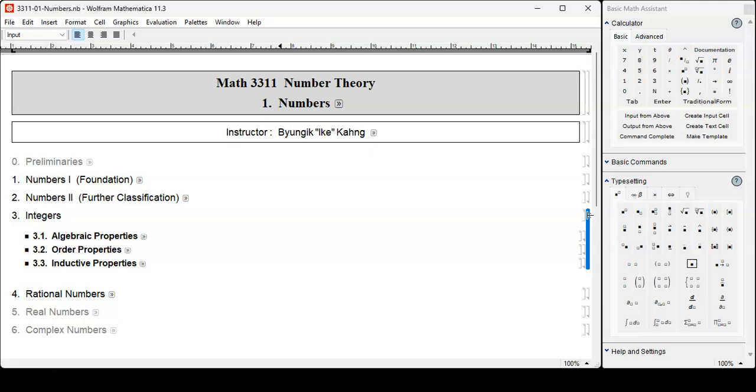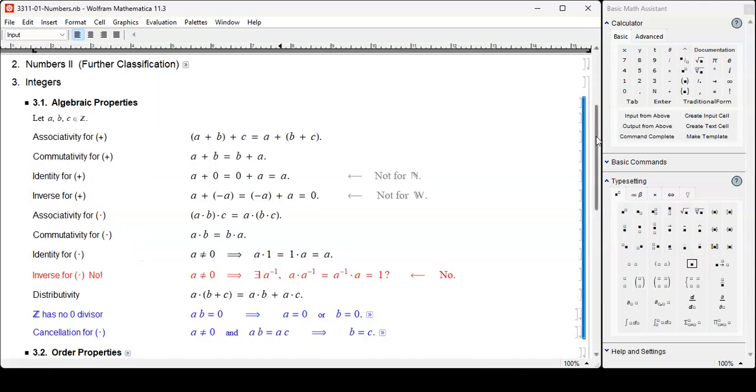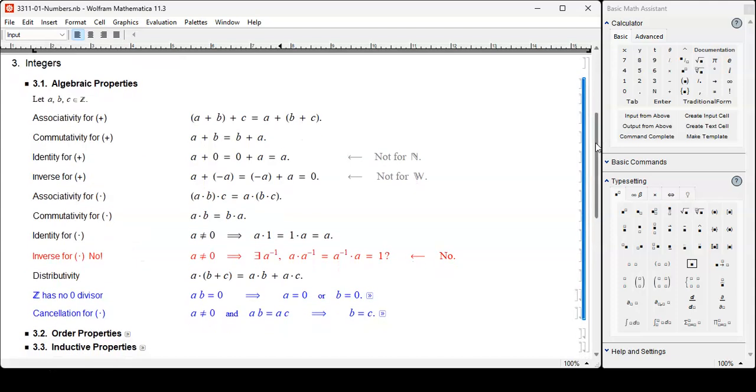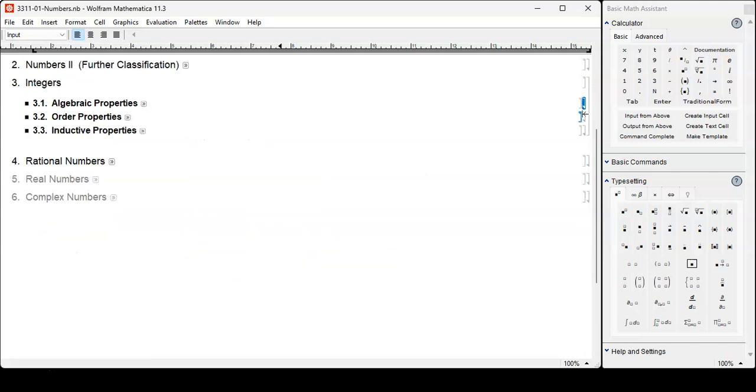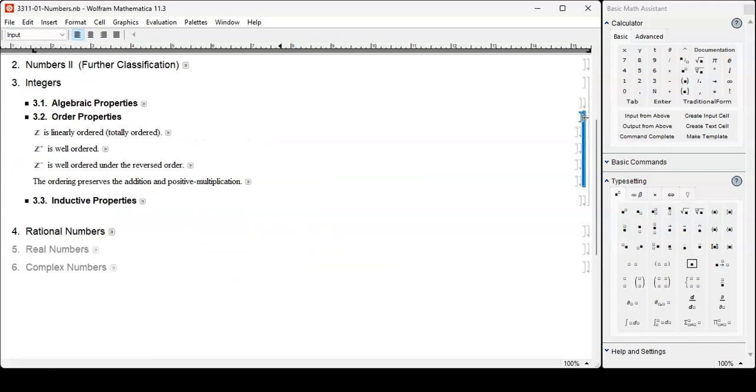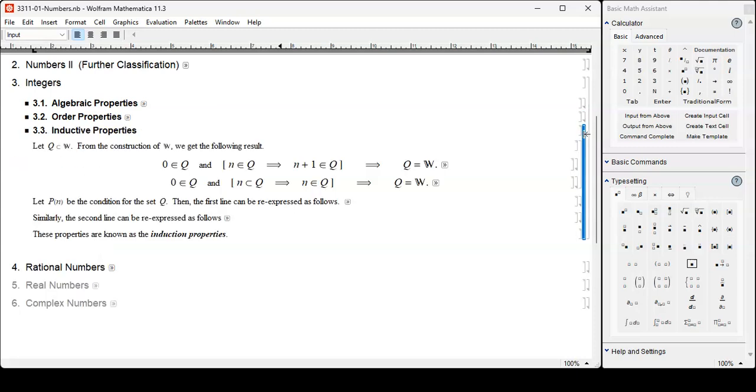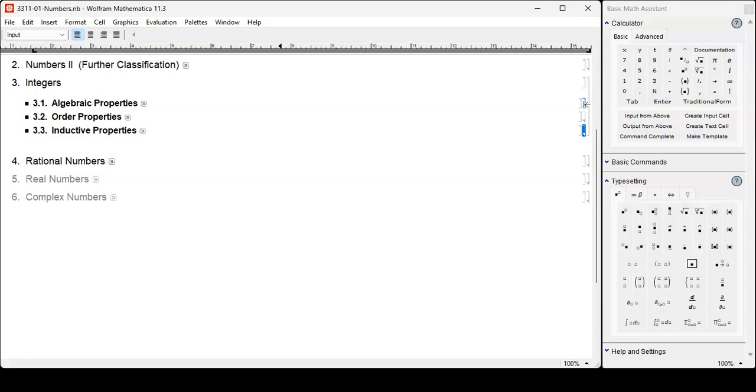First, algebraic properties, those associated to algebraic operations, addition and multiplication. And order properties, those related to inequality. And then inductive properties, we're going to talk about this a little bit later, that's the hardest one.